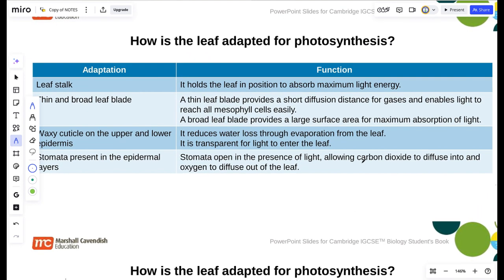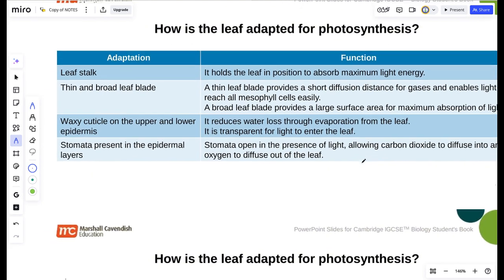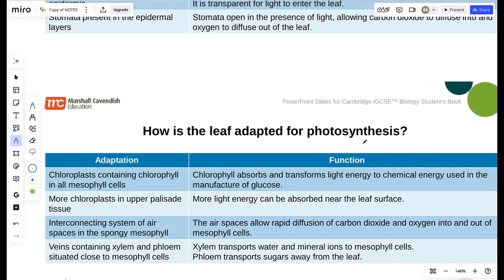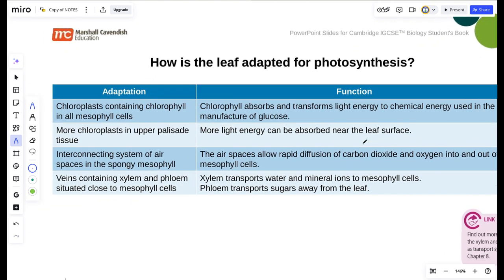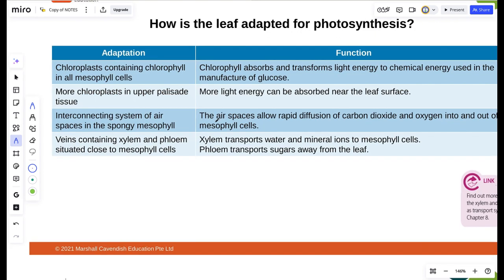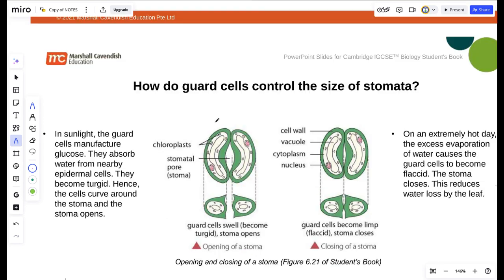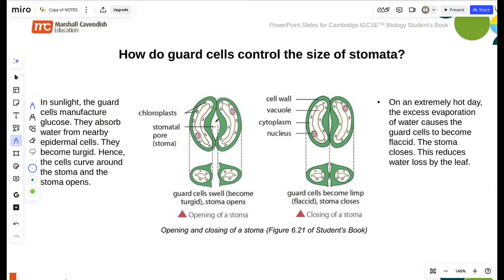How is the leaf adapted for photosynthesis? I think we've explained all of this. We say the chloroplast containing the chlorophyll traps the sunlight energy, which enables photosynthesis to take place. Now let's move on to how the guard cells control the size of the stomata.